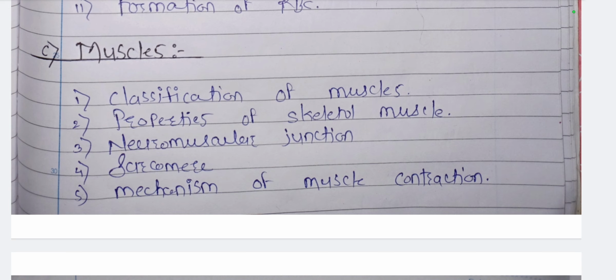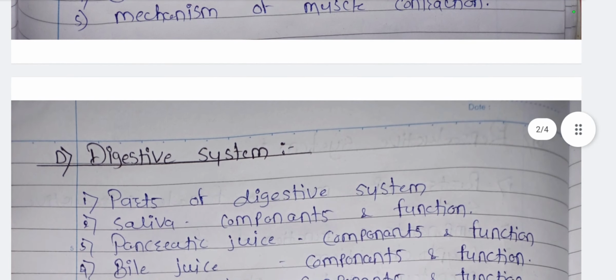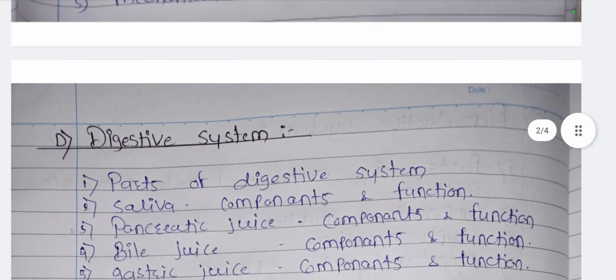First important point is classification of muscles, like smooth muscle, skeletal muscle, etc. Then properties of the skeletal muscle, then neuromuscular junction with its diagram, then sarcomere and mechanism of the muscle contraction are the important topics from muscle.